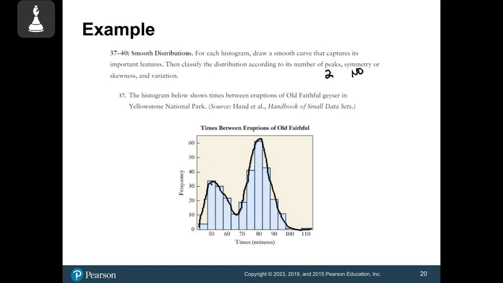Skewness, I don't really know that we have skewness here. We have 2 peaks, so we can't really talk about skewness. Skewness we can talk about when we have 1 peak. And variation, we want to talk about the spread from beginning to end. How spread apart is it? And I would say this is pretty spread data. Like I said, we go from about 45 up to 110 minutes apart. That's a pretty big difference for times between eruptions.